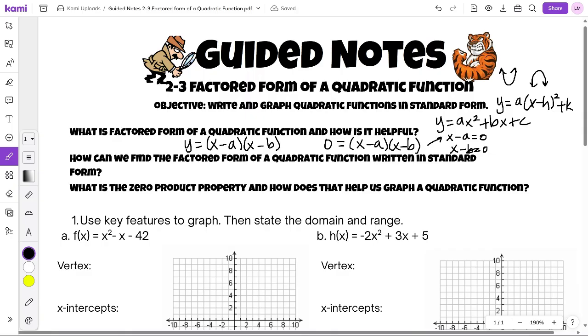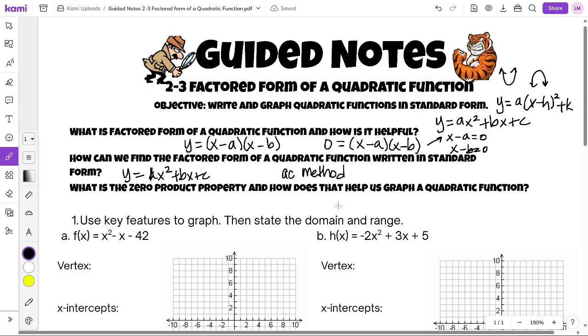All right, so I kind of answered several questions here, but how can we find the factored form of a quadratic function when it's written in standard form? Well, a couple of different ways. If a is 1, then we can just factor it. We look for numbers that multiply to be c and add to be b. If a is something other than 1, then we look at the AC method, and we will look at both of those.